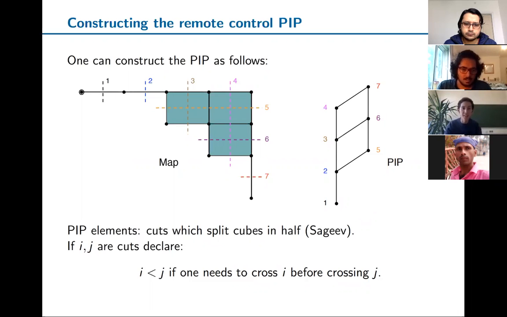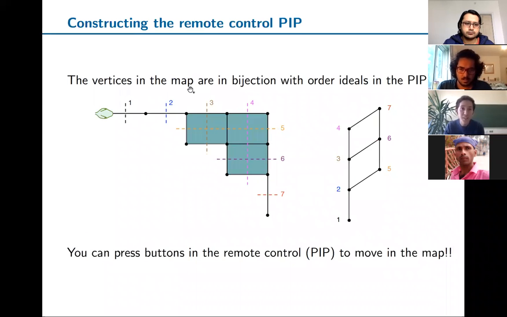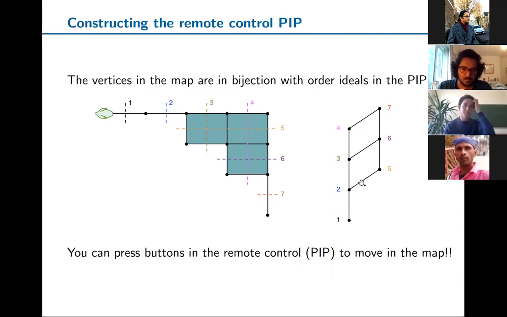Okay, excellent. Now, the nice thing about these PIPs is that the vertices in the map are going to be in bijection with order ideals in this PIP. So let me explain that by an example.